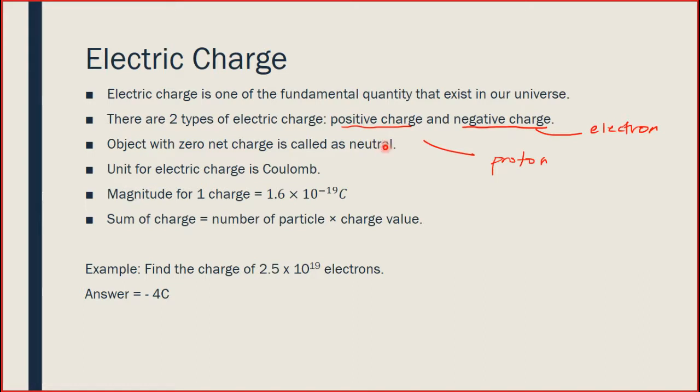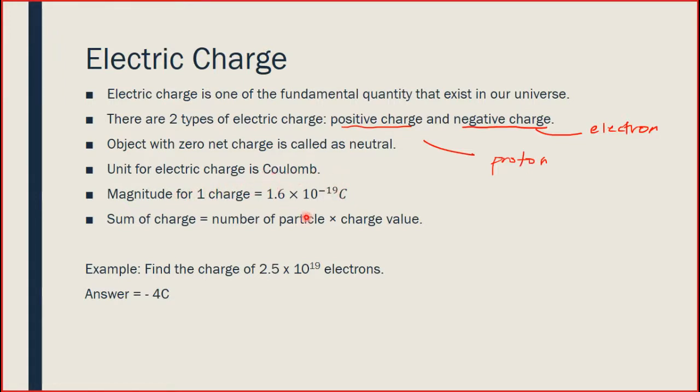When we talk about mass, mass must have a magnitude, a number. The mass associated with an object tells how big the object is. If the object is 10 kilograms, we say that the object is heavy; 1 kilogram, the object is very light. Charge is the same way. One charge is equal to 1.6 times 10 to the power of negative 19 C. What is C? C here is the coulomb. Coulomb is the unit for electric charge.